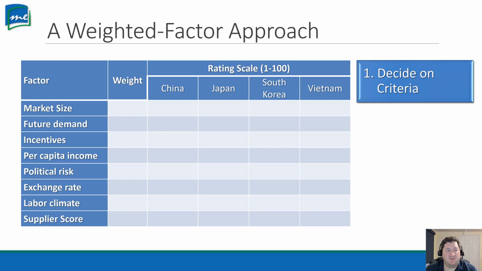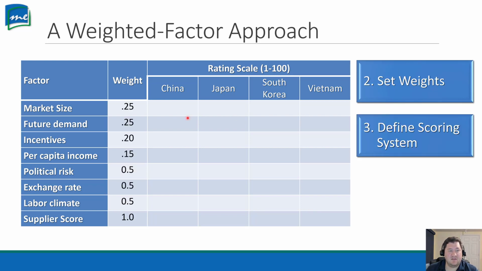So here's the weighted factor approach of our multi-criteria analysis. We need to decide on the criteria. Well, we have several factors, right? Here we got market size, future demand, incentives, and so on. And then this last one is the overall score that we're going to give each one of these countries. We have China, Japan, South Korea, and Vietnam. So we've decided our criteria.